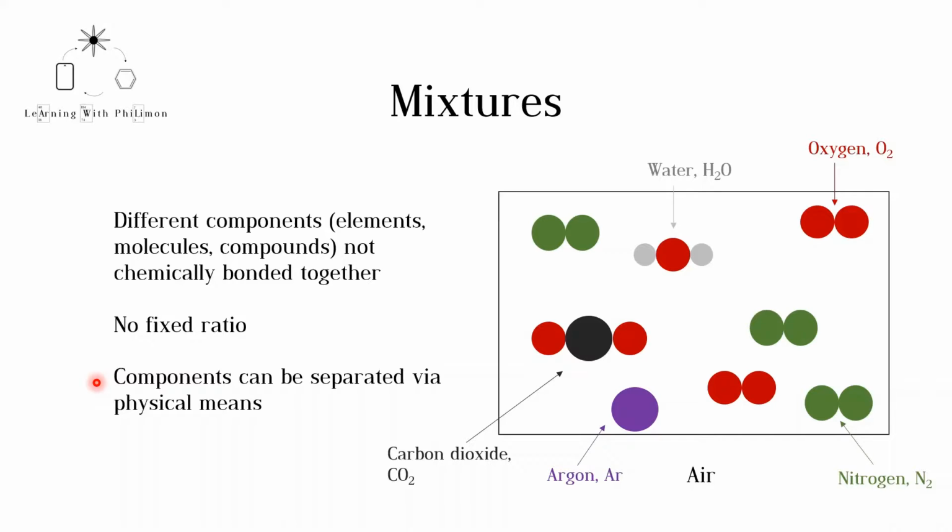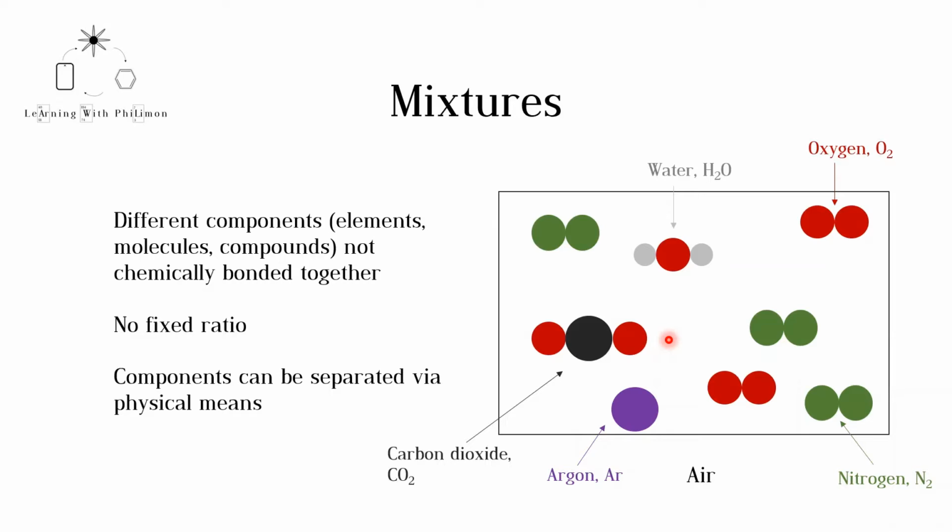Although it is hard to imagine, the air we breathe consists of a mixture of many different gases. Air consists of different elements such as nitrogen, oxygen, O2, and argon, Ar, but also different compounds such as water and carbon dioxide. Remember that oxygen, nitrogen, water, and carbon dioxide can also be considered molecules. So air is a mixture that contains elements, molecules, and compounds.